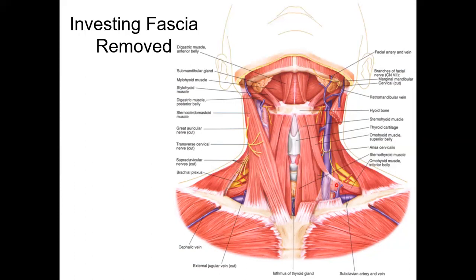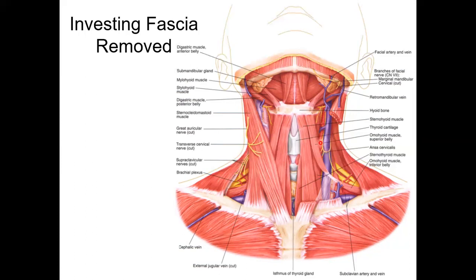Other important structures that I'm going to point out here: here's that transverse cervical nerve that I mentioned before, as well as greater auricular and your supraclavicular nerves. Again, you can see the brachial plexus deep in this area, but also, and I'm going to mention it now because it tends to trip people up.